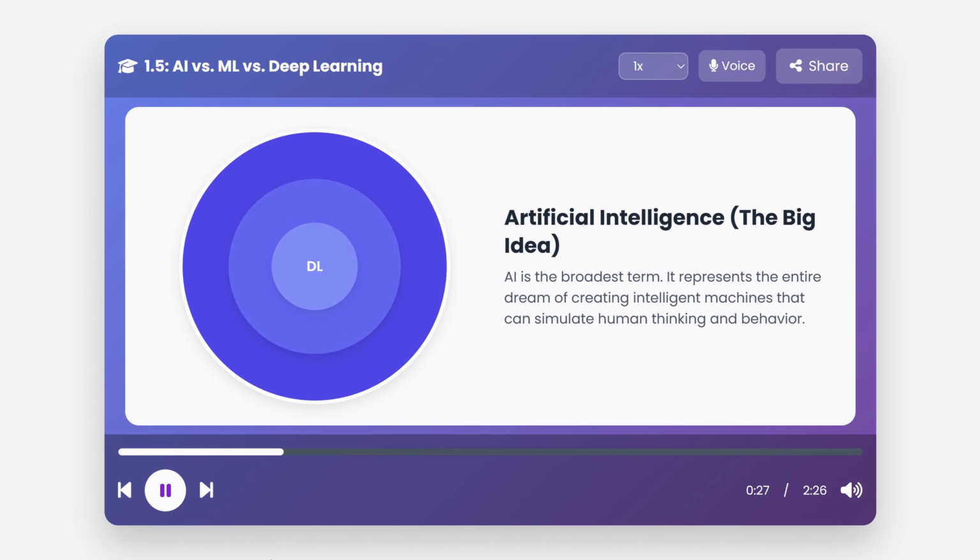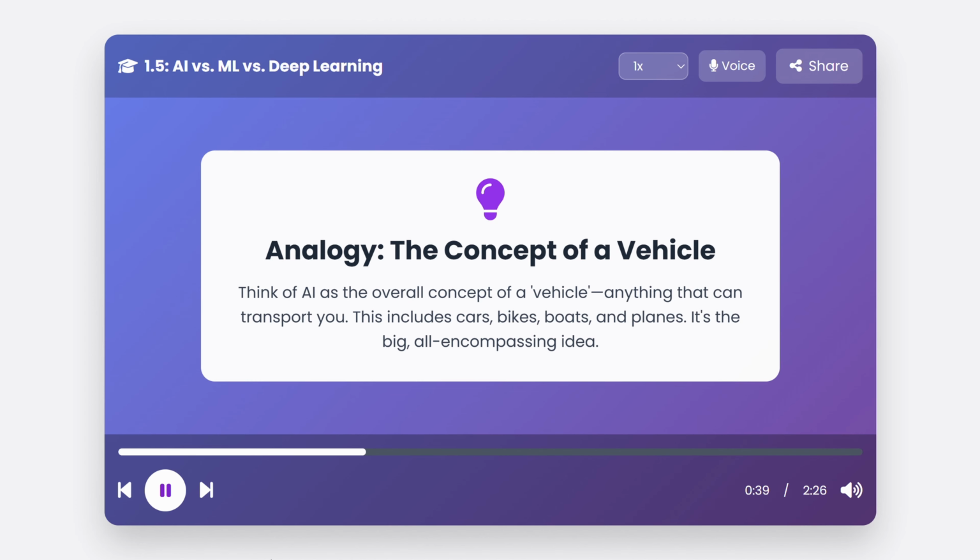The biggest doll, the all-encompassing field, is artificial intelligence. AI is the broad, foundational dream that started back in the 1950s. It represents the entire scientific goal of creating machines that can in any way simulate human intelligence, reasoning, or behavior. It's the big idea. A simple analogy can help here.